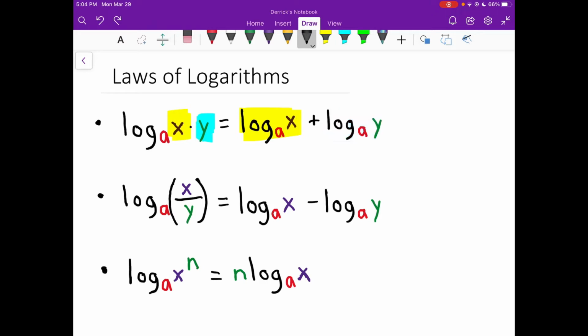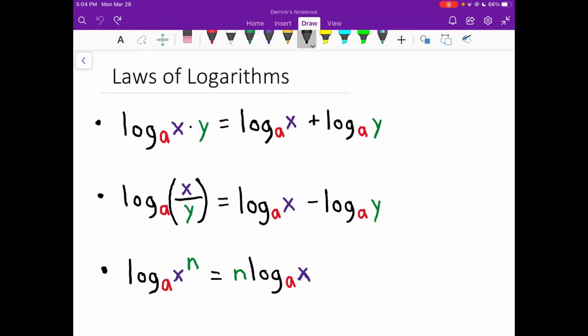Okay? When you look at the second law, it is somewhat the same idea, except this time we're taking x divided by y. They are still under the same log though. And so then, what we did on the right side when we expanded, is we have now expanded so that we have, again, x with its own log and y with its own log. But this time, since we were dividing originally, we are now subtracting in between these two logs. So the multiplication changed to addition and the division changed to subtraction.